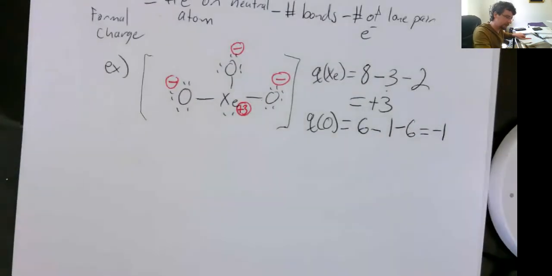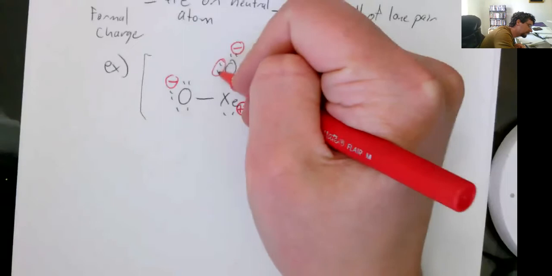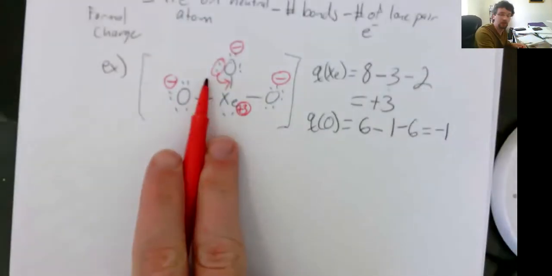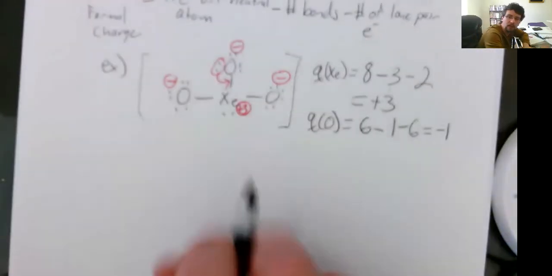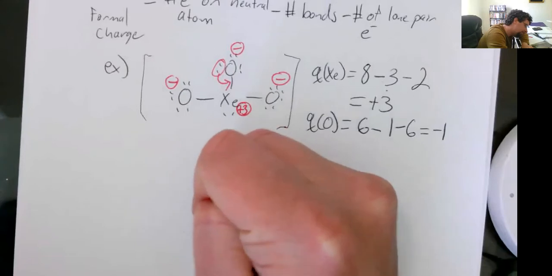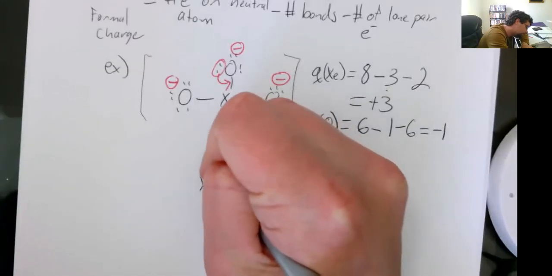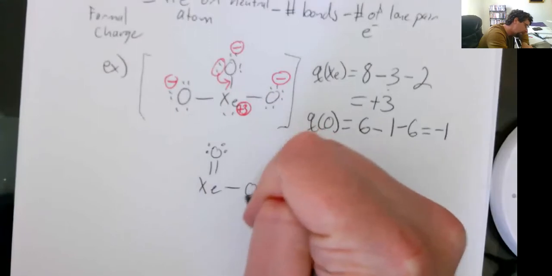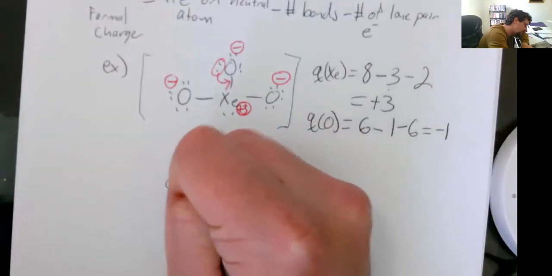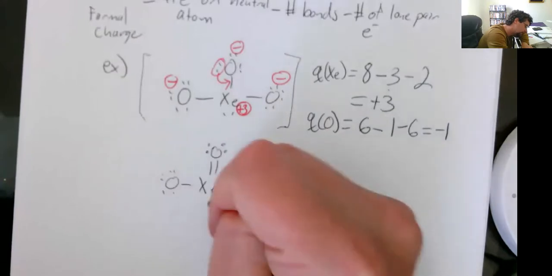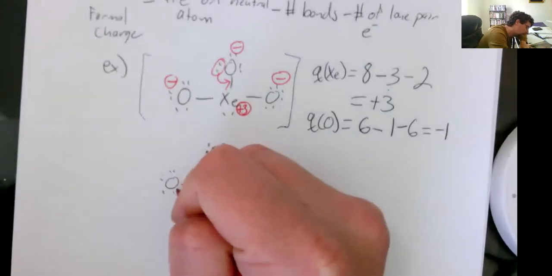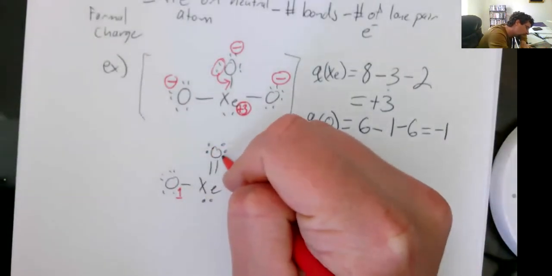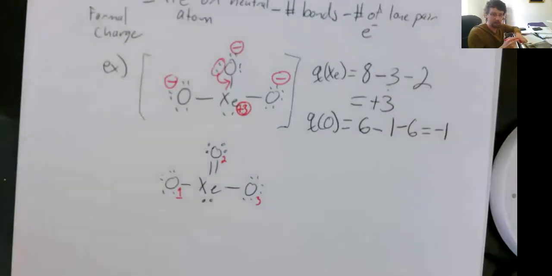Well, what we can do is take some of these electrons and swing them into a bond. And let's see what happens to the formal charge when we do that. Now we've made these oxygens inequivalent to one another. So we're going to label these oxygens. We're going to call this one oxygen 1, oxygen 2, and oxygen 3. These are just subscripts to denote what they are.